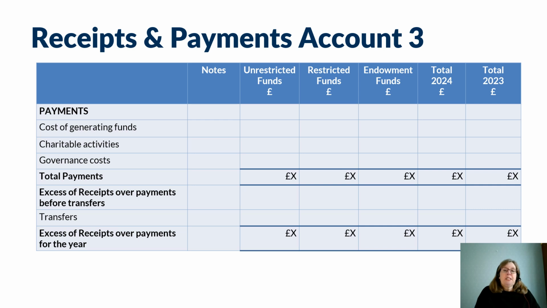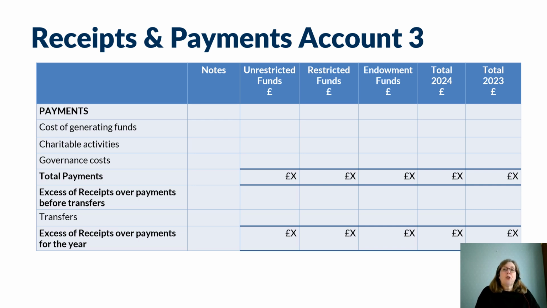The final bit of the receipts and payments account is the bit on the payments or expenditure, and you can see that this is split according to what the money was spent on, whether it was to generate funds, such as the cost of holding a fundraising event, or whether it was spent on your charitable activities, or whether it was a cost of governance.